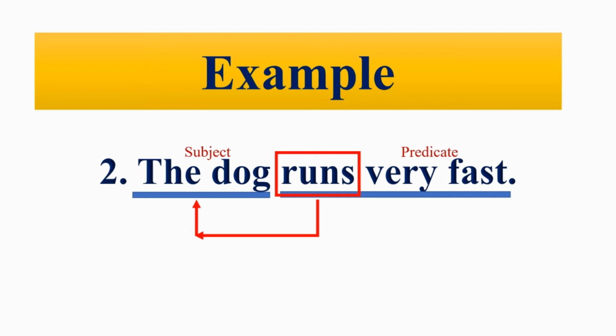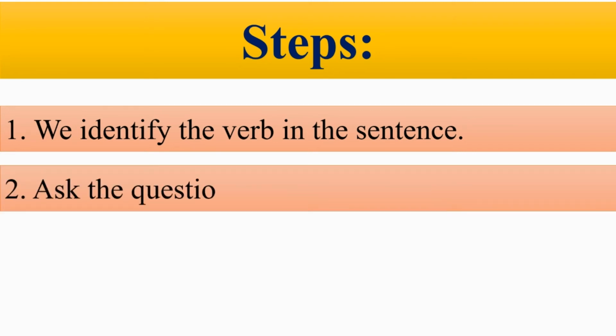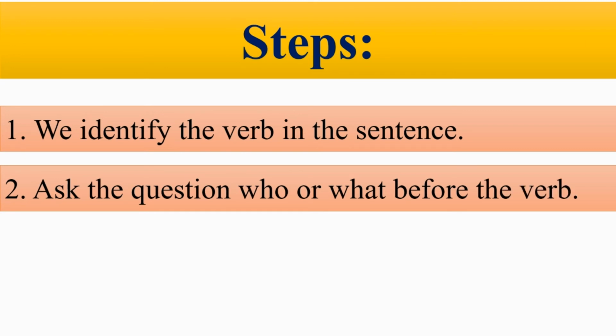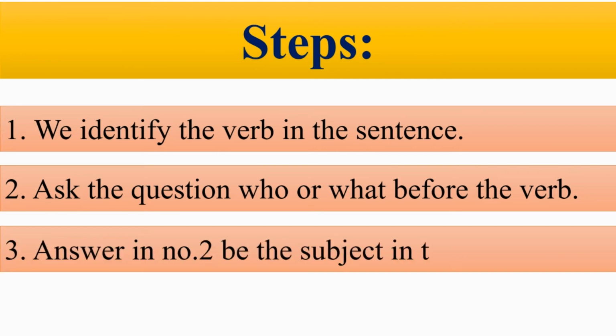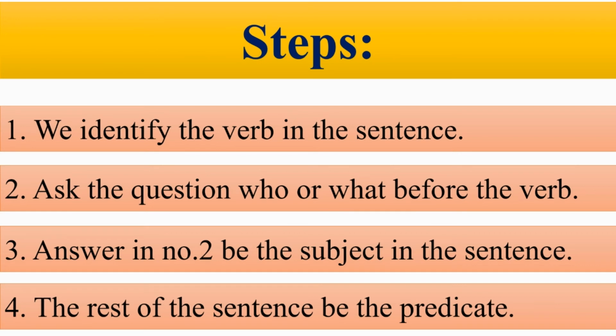Now, do we still recall the steps that we did in identifying the subject and predicate in the sentence? Let's see. What are the steps? First, we identify the verb in the sentence. Very good. Next step? Yes, very good. Ask the question who or what before the verb that you identified. After you identify the verb, you are now going to ask the question who or what. Next step is your answer becomes the subject in the sentence. And the rest of the sentence is the predicate.